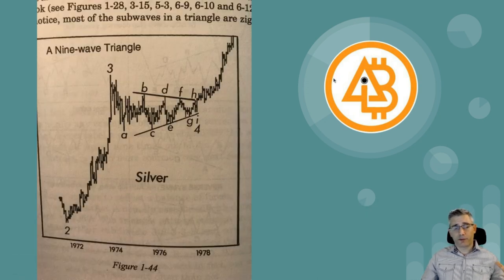Here's a silver chart from 1972 to 1978, a classic bull flag right here. You can see the prices are squeezing till they can't go anymore, almost to the end of the triangle, and finally breaks out.